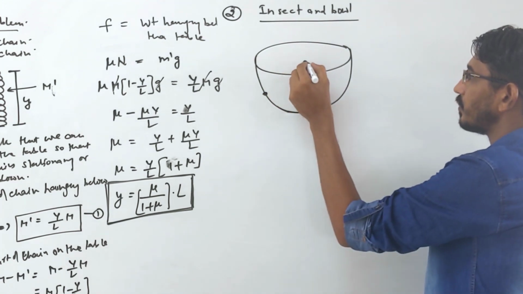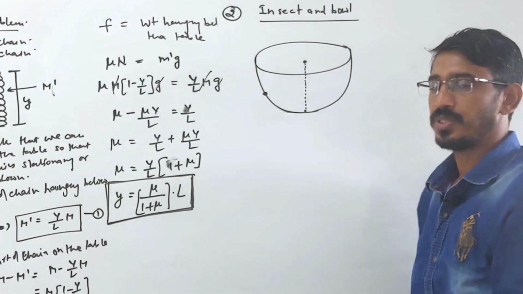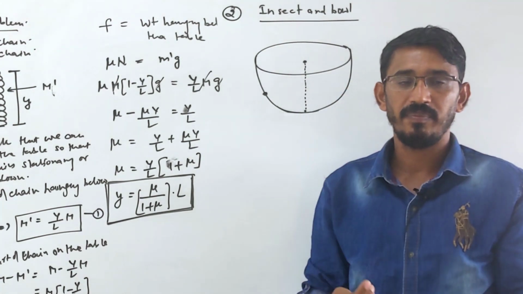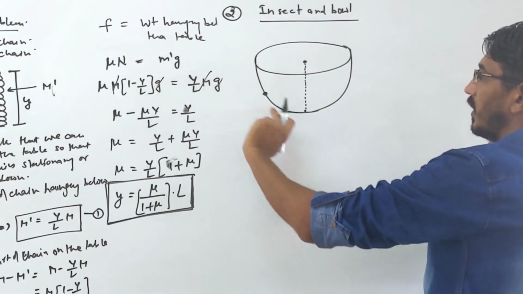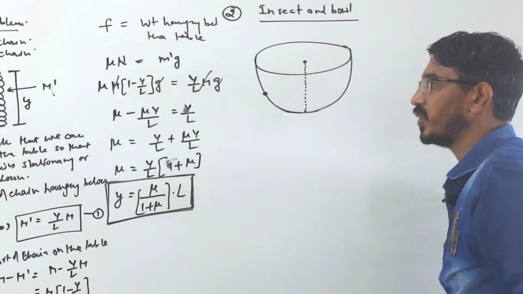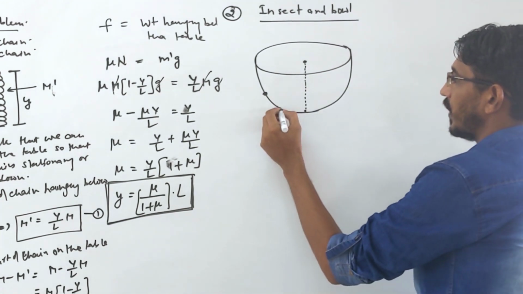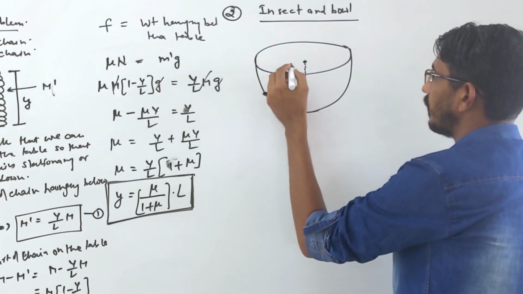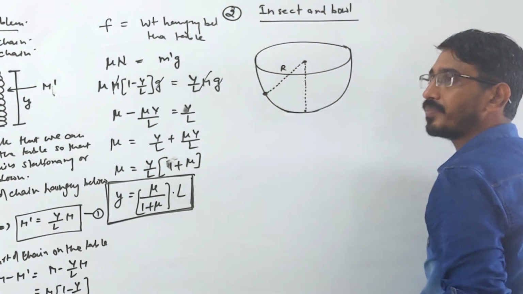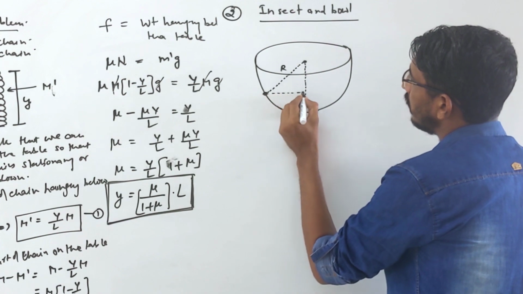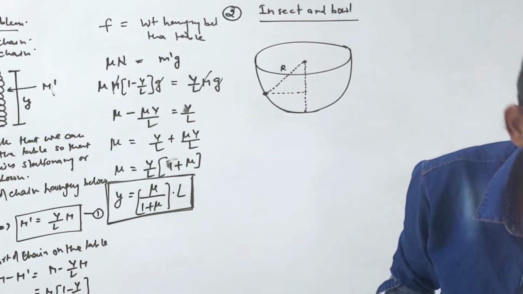So look here, we are interested in how much this insect can climb before it slides down. This is again a rough bowl, because if it were smooth then he could not even climb at all, right? So he is climbing because of the friction concept. So suppose from this point the insect slides down. So let's give some names: that's the radius r, and this is the height h. Let me use a different color.